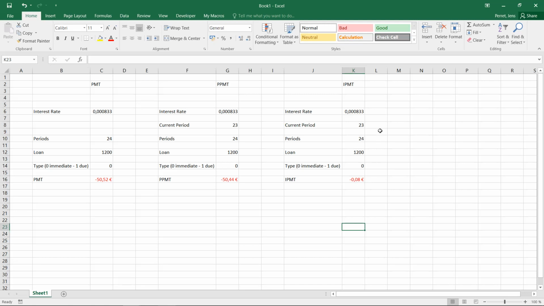Well, that's then everything regarding the Ppmt and the Ipmt functions. They basically split up the result from the Pmt function.